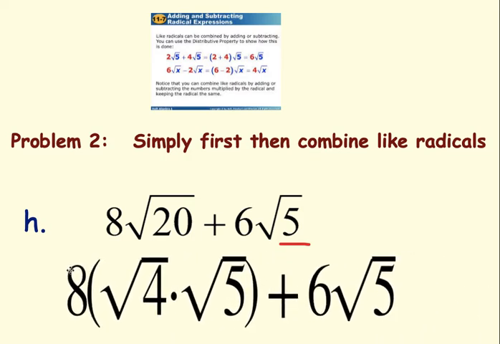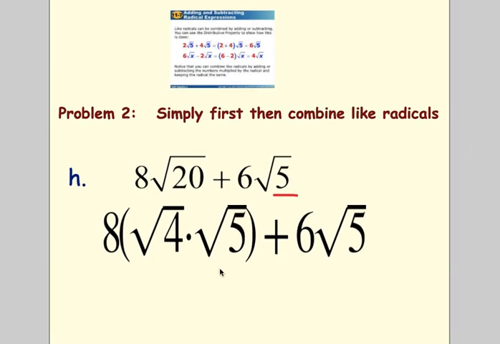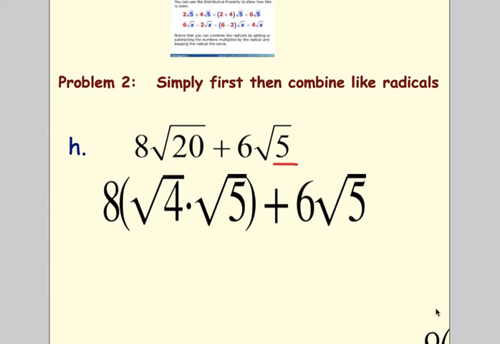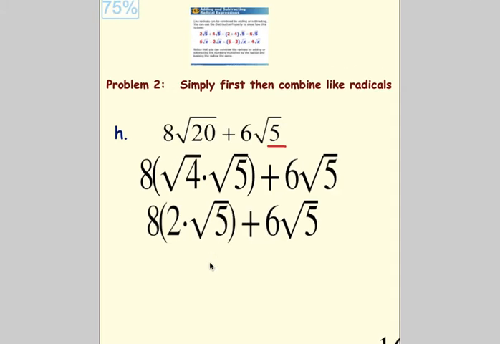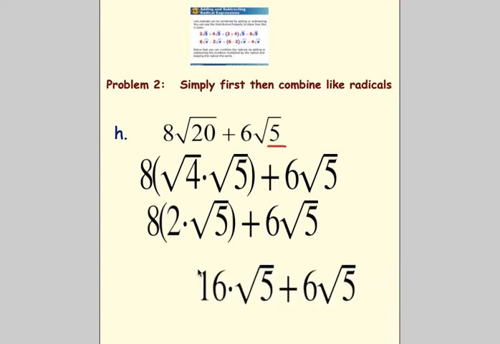So what I did is I took half of 20, and that's 10. That's not a perfect square. 9 is not a perfect square that goes into 20, but 4 is. So I've kind of broken this down on the inside, and I've got radical 4 times radical 5. So I kind of keep that 8 on the outside so I don't forget about it. And then I take the square root of 4, that is 2. And then now I'm going to simplify it a little bit, and then I will start combining like terms.